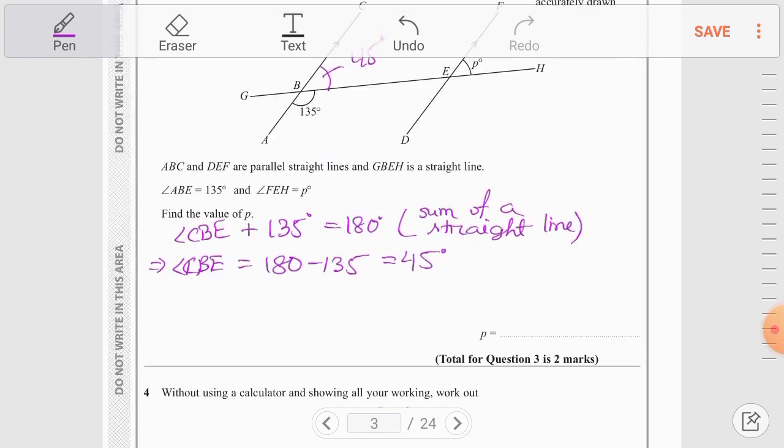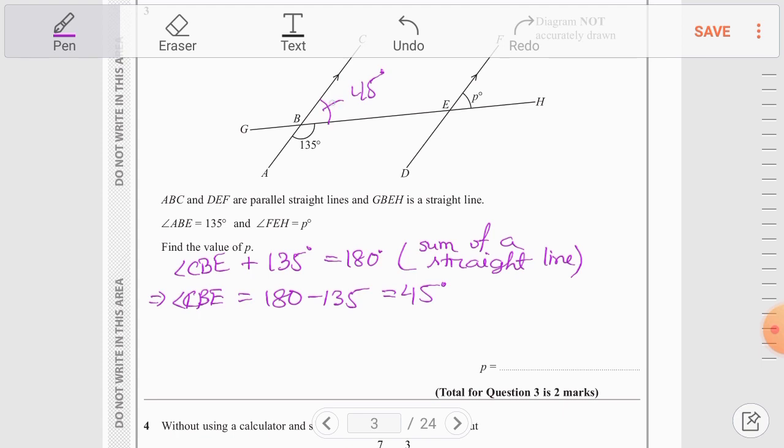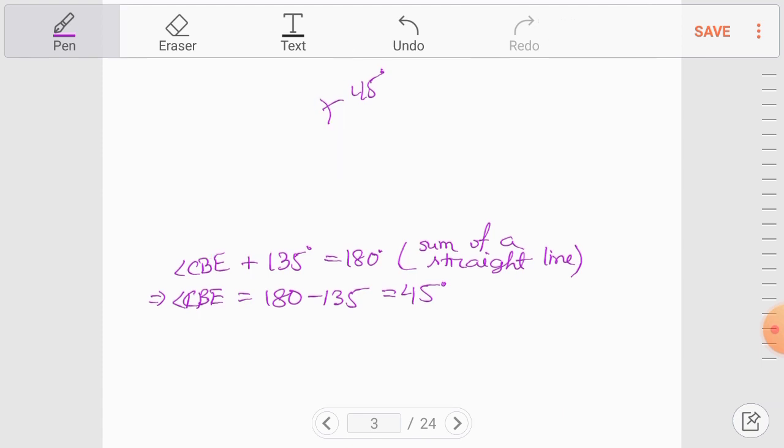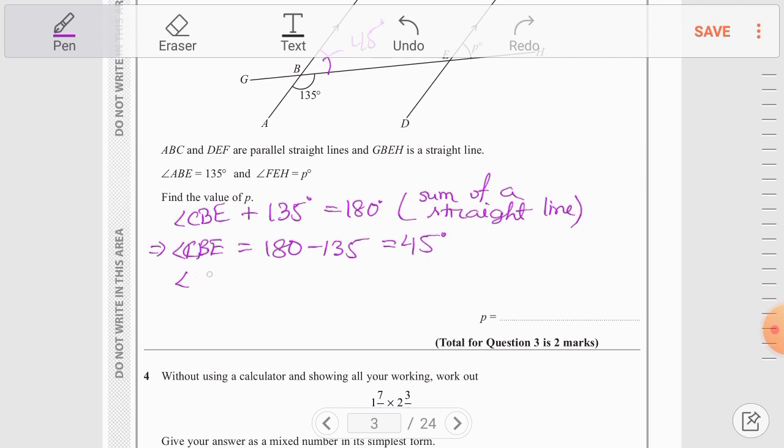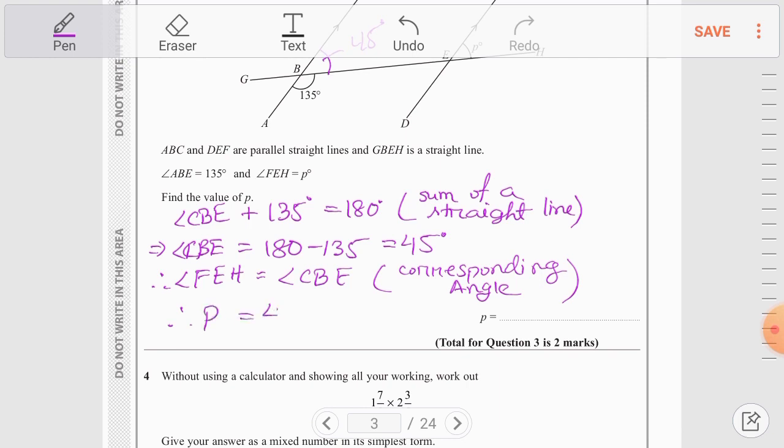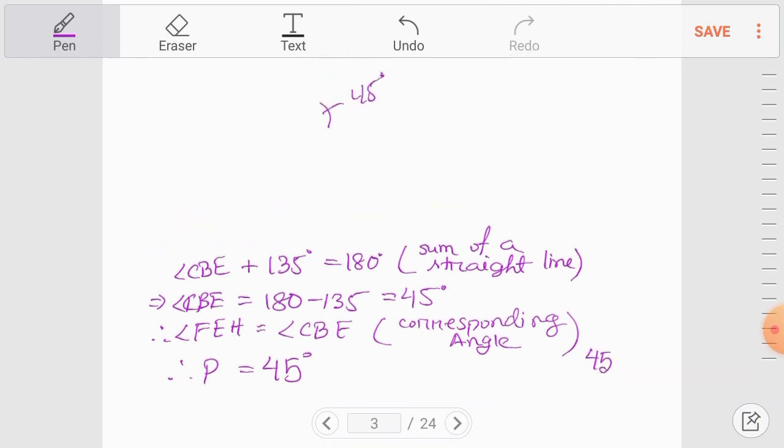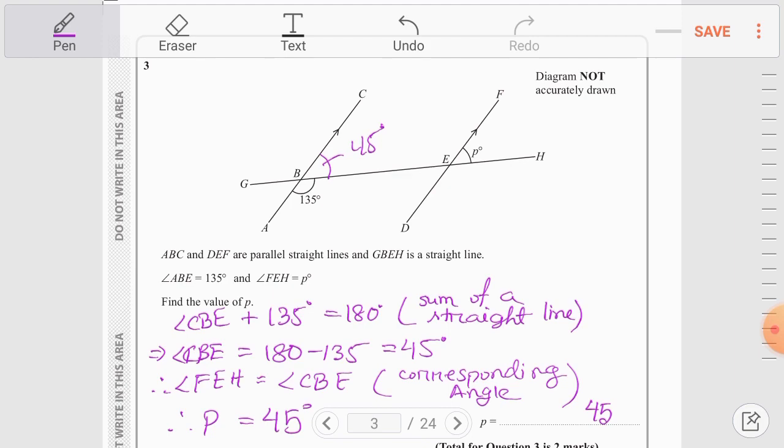Now, as we can see, angle CBE and P are corresponding angles, so we can say angle FEH is equal to angle CBE (corresponding angles). Therefore, P is equal to 45 degrees. So the value for P is 45. You need to write it down over here in the space given. So this was question number 3. I hope it was clear.